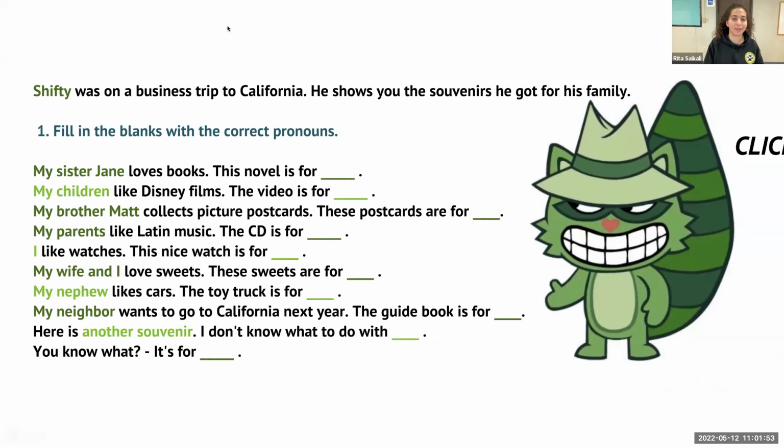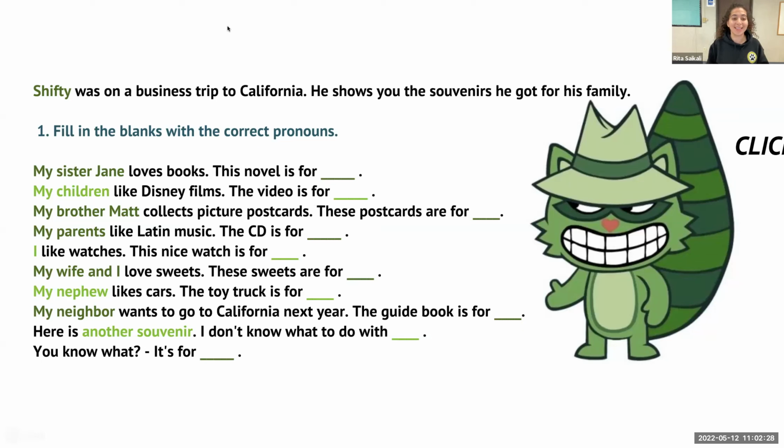All right, hopefully you had time to do the exercise. So we have to fill in the blanks with the correct pronouns. My sister Jane loves books. This novel is for her. My children like Disney films. The video is for them. My brother Matt collects picture poster cards. These poster cards are for him. My parents like Latin music. The CD is for them.